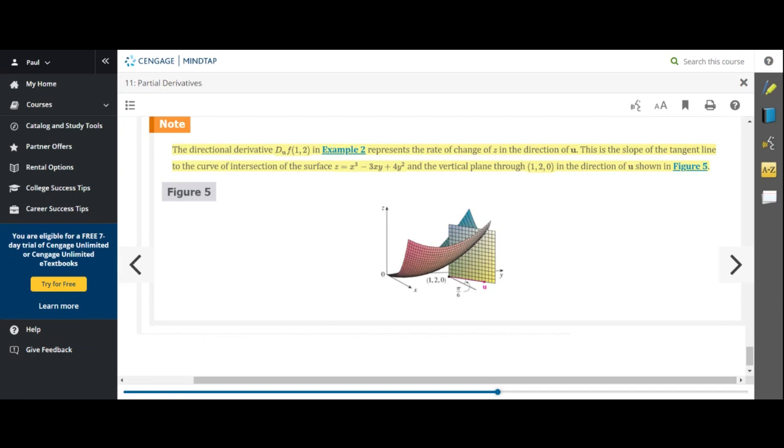How many are feeling at least somewhat comfortable with the directional derivative? Okay, Robin is, and Chris and Ryan. Okay, and Eric, wonderful. I'm glad to hear it, very glad to hear it. Okay, all right, well, let's continue on a little more in the section.